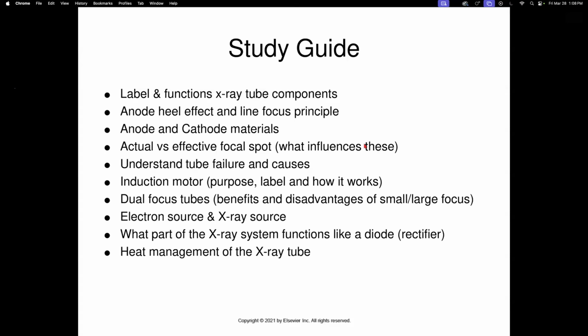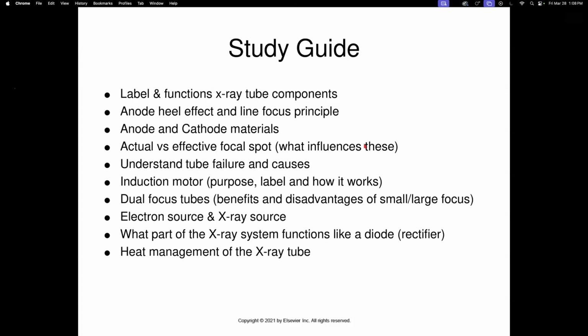So there's two types of focal spots, but I was focusing on effective focal spot size versus the anode heel angle relationship. It is directly related, and if the anode heel angle decreases, the effective focal spot size will decrease.